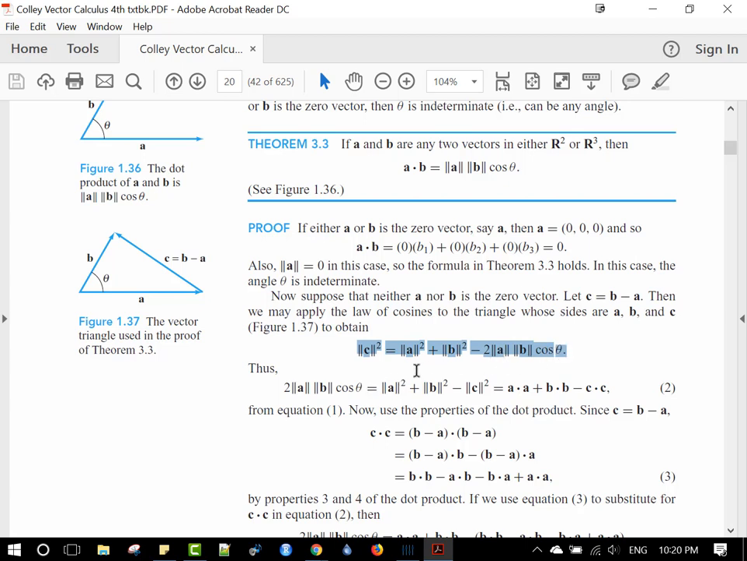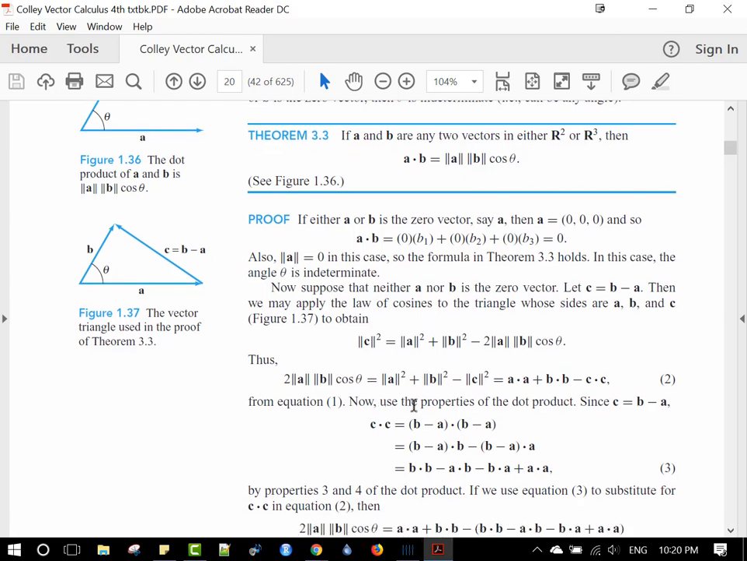Thus, we can just take this piece and write it like that, but this is a dot a, this is b, so this is b dot b, and this is minus c dot c from equation 1. Now use the properties of the dot product. Since c equals b minus a, c dot c, which is this term, is b minus a dot b minus a.